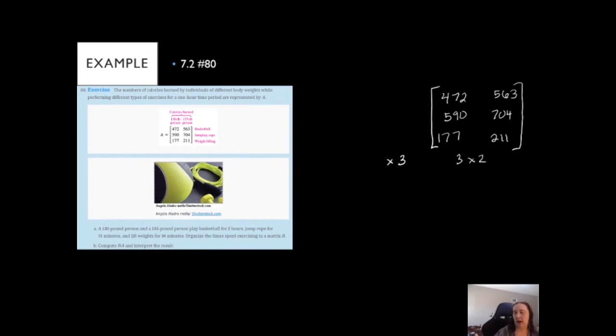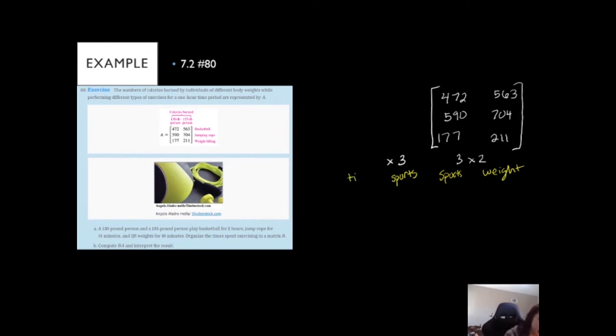And so we do have basketball, jumping rope, weightlifting. We have to have those middles matching. So like our row here are the sports, and then the column are the weight categories. So we also need to have the sports here.